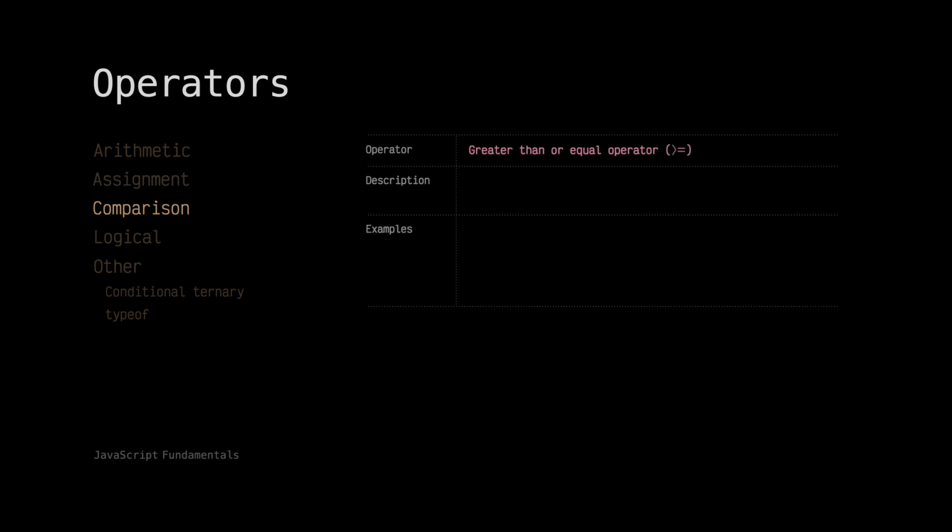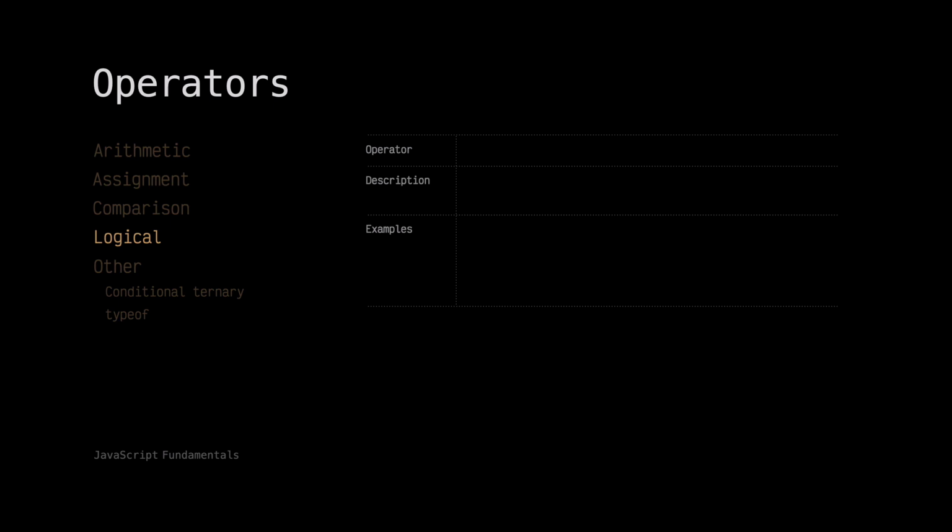Greater than or equal operator. The greater than or equal operator returns true if the left operand is greater than or equal to the right operand. Less than operator. The less than operator returns true if the left operand is less than the right operand. Less than or equal operator. The less than or equal operator returns true if the left operand is less than or equal to the right operand.